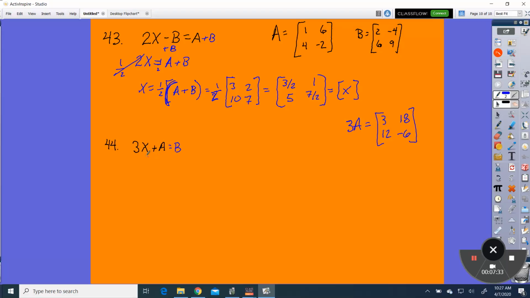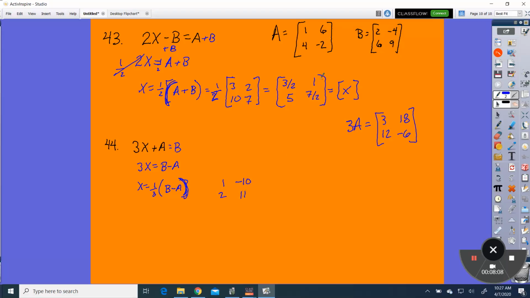So now for 44, if I'm going to solve this for x, I'm going to minus the A over, so I have 3x equals B minus A. Divide by 3, which is the same as multiplying by 1/3. So x equals 1/3 of B minus A. So B minus A, 2 minus 1 is 1. Negative 4 minus 6 is negative 10. 6 minus 4 is 2. 9 minus negative 2 is 11.